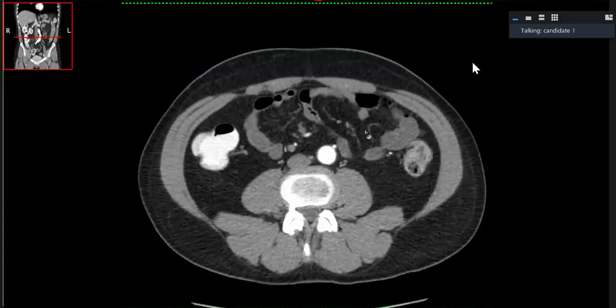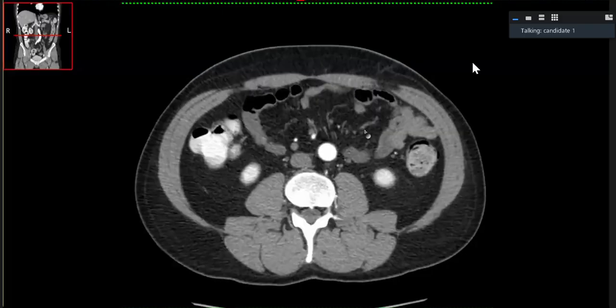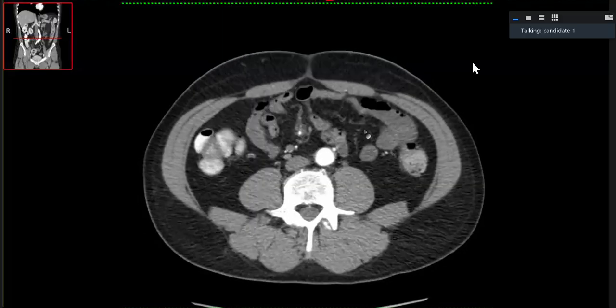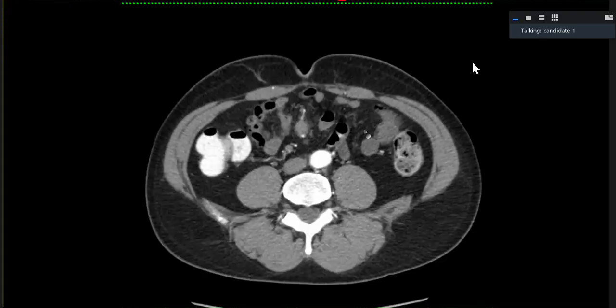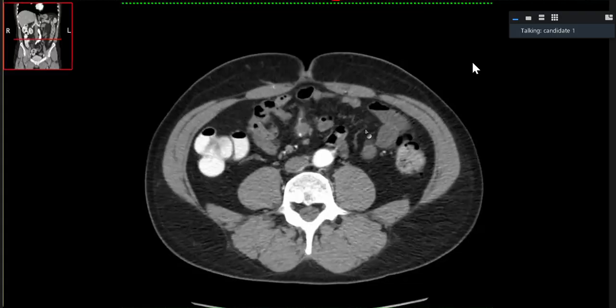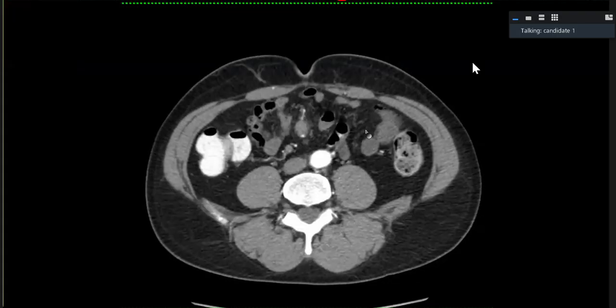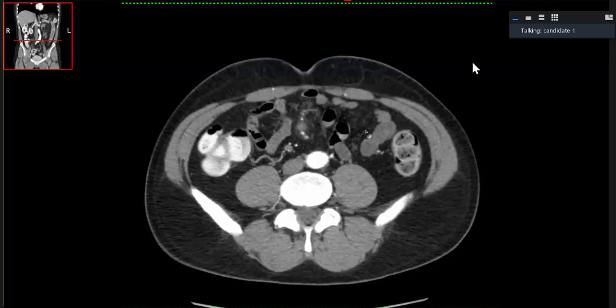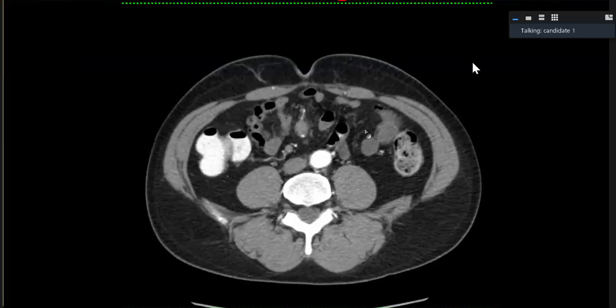The lesion. This is not a calcification. This is a vessel. Okay. Around this lesion there is no obvious spiculation, but there is mesenteric congestion.